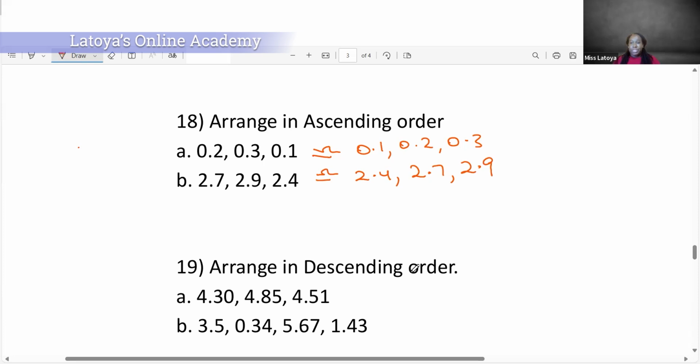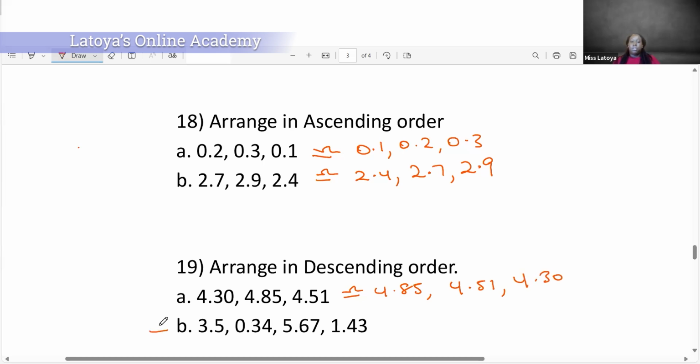If I have to arrange in descending order, from the biggest to the smallest, it's going to be 4.85, 4.51, and 4.30.